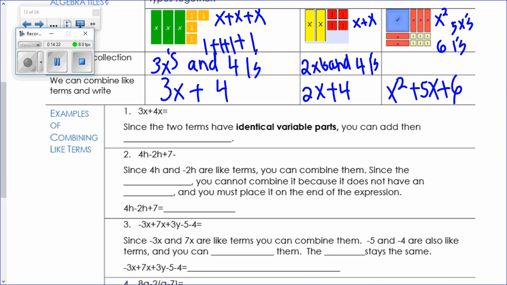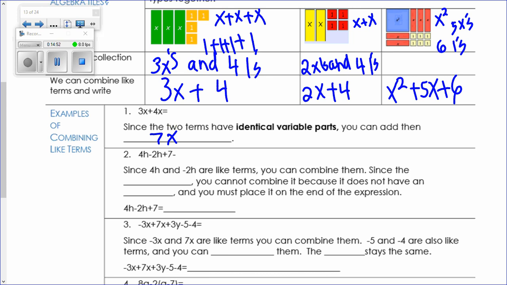So we're going to go through some examples of combining like terms. So first, look at the first problem. It says 3x's plus 4x's. Well, ask yourself, are these the same variables? Well, I have an x and an x. Do they have the same power? Yes, they do. So I can combine them. If I combine 3 and 4, I get 7 x's in all. And you're done.